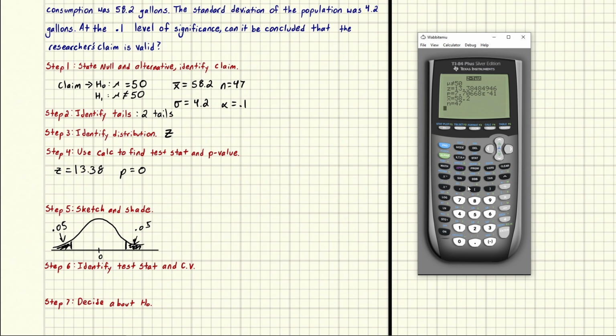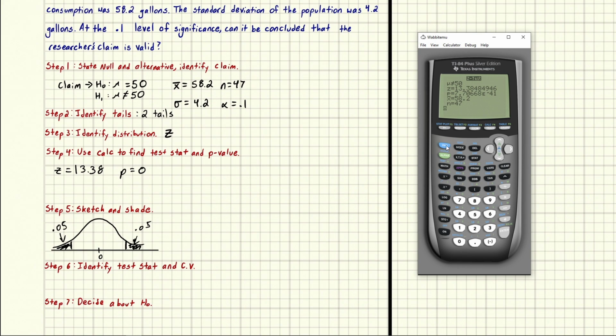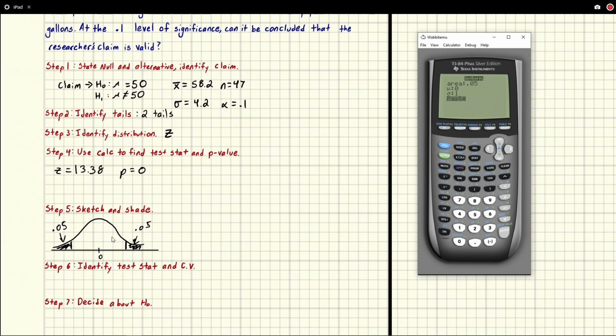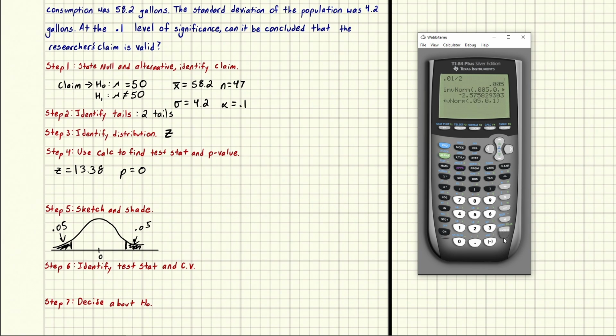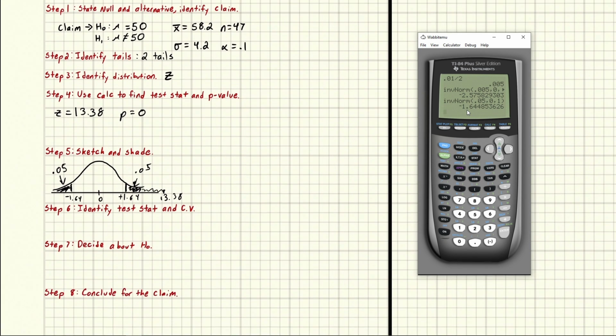So we're going to take our distribution, which is a standard normal. We're going to go to second distribution, and we're going to go to inverse normal, option 3. And our area is, in this case, 0.05. Since it's standard normal, the mean is 0 and the standard deviation is 1. When we hit enter, we get negative and positive, because it's symmetric, 1.64 and negative 1.64. Now our z-score is way out here at 13.38. It's super, super, super in the shaded region.